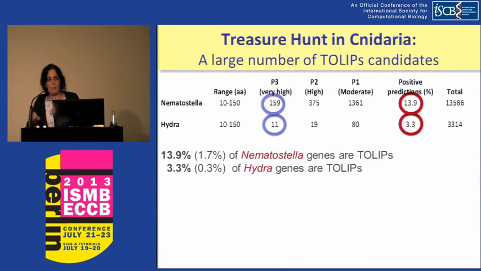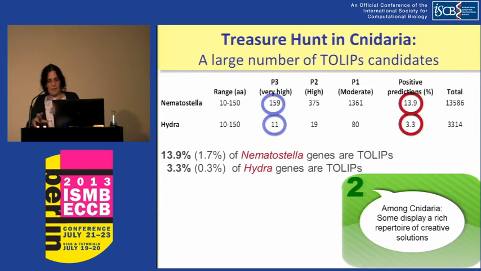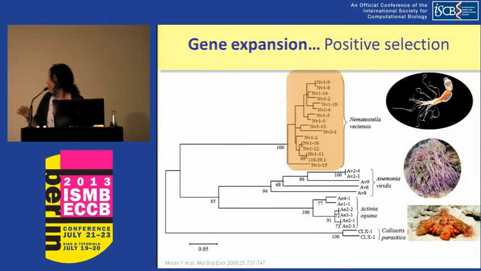So once we did this and we put it in the ClanTox, we found quite surprising facts. In the Nematostella, we found 14%, which is huge, of very highly positive prediction. Actually, in the Hydra and in other organisms such as sponge, you don't find it. So among Cnidaria, some display a very rich repertoire of creative solutions. I'll just take an example. Those are a list of toxins, and as you can see in this top panel, there is a huge expansion of those toxins in this specific Nematostella.